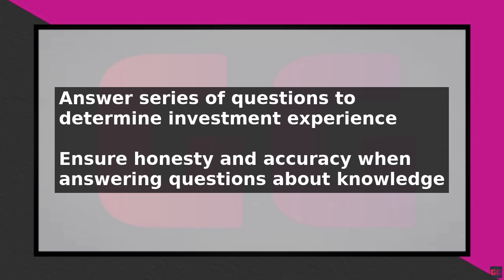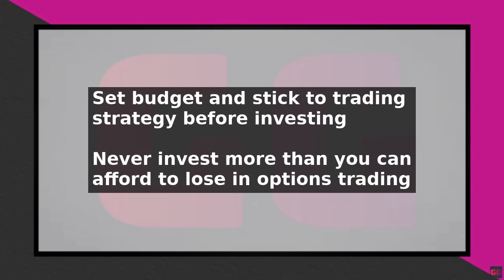To start trading options, navigate to the stock or ETF you are interested in and tap on the Trade button. Select the Options tab and choose the type of option you want to trade, either a call or put option. Set the strike price, expiration date, and number of contracts you want to trade, and confirm your order.